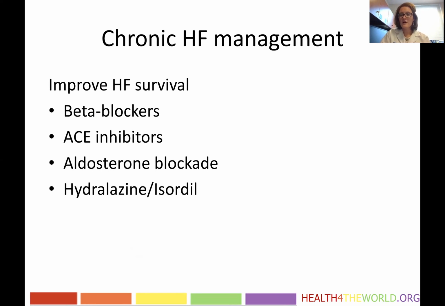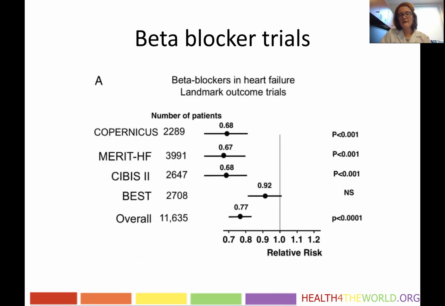So moving on away from acute heart failure management to chronic heart failure management, we're thinking about medications that are going to improve heart failure survival. So this would be beta blockers, ACE inhibitors, aldosterone blockade, and hydralazine and isosorbide dinitrate. And so here are listed some of the landmark beta blocker trials that have occurred over the last 30 years, starting with Copernicus, Merit, BEST. All of these show that survival is improved using beta blockers in a patient who's compensated.